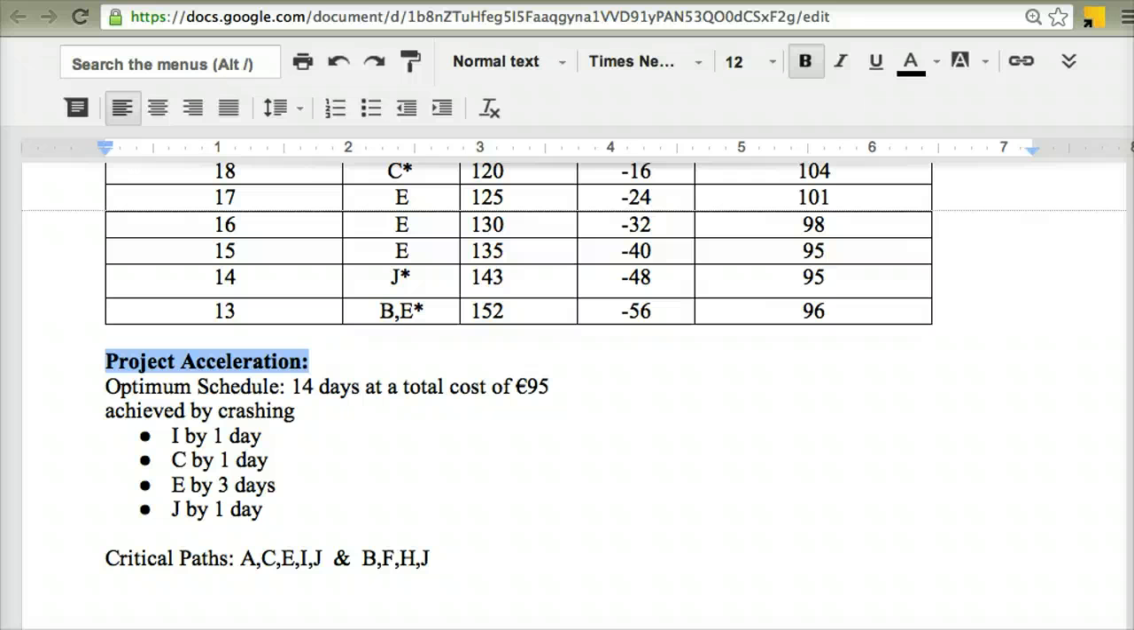And that's an example of how to achieve project acceleration, or is also known as activity crashing. Good luck in your questions.